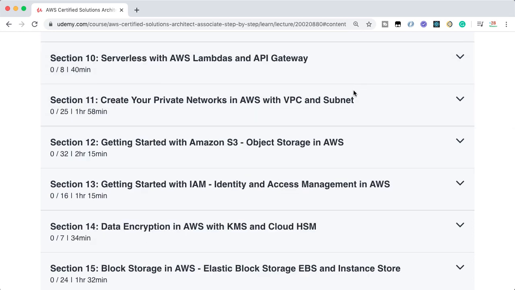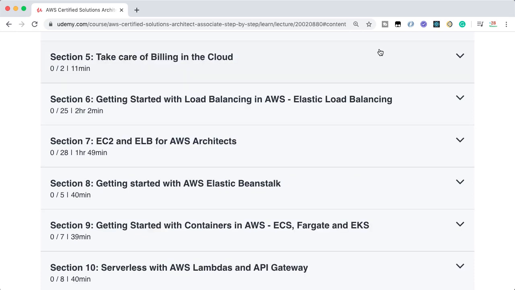The last compute option which we'll be looking at is serverless. We would look at how you can implement serverless architectures using AWS Lambdas and API gateways. By the end of section 10, you should be really comfortable with all the compute options which are present in AWS and how you can choose between those compute options.